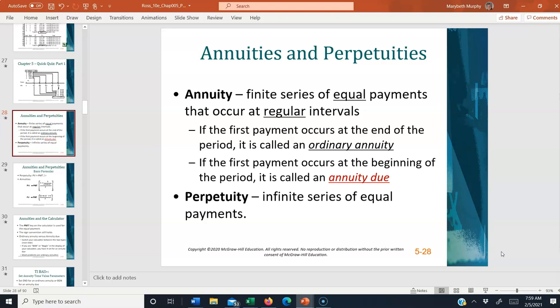If the payment occurs at the end of the period, it's called an ordinary annuity. And most examples we're going to look at are an ordinary annuity. But if the payment occurs at the beginning of the period, it's called an annuity due. And we have to handle those differently because if the payment occurs at the beginning of the period, then there's interest involved for that first year. If it occurs at the end of the period, it won't have interest that first year. So it's very important to know which one you're working with.